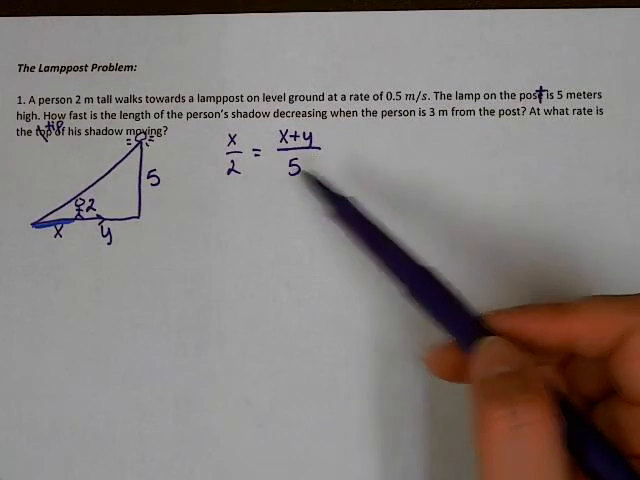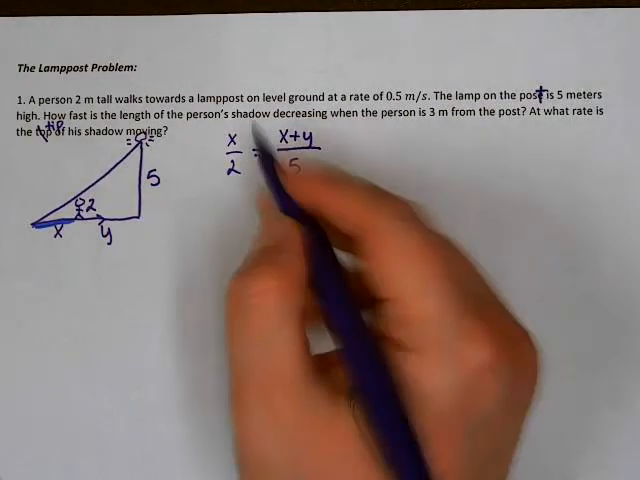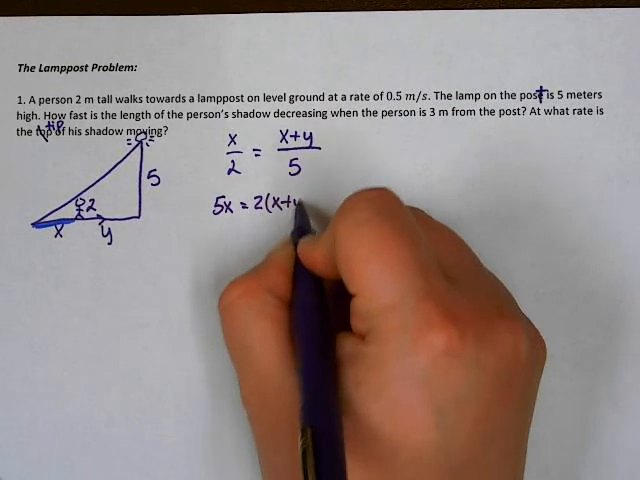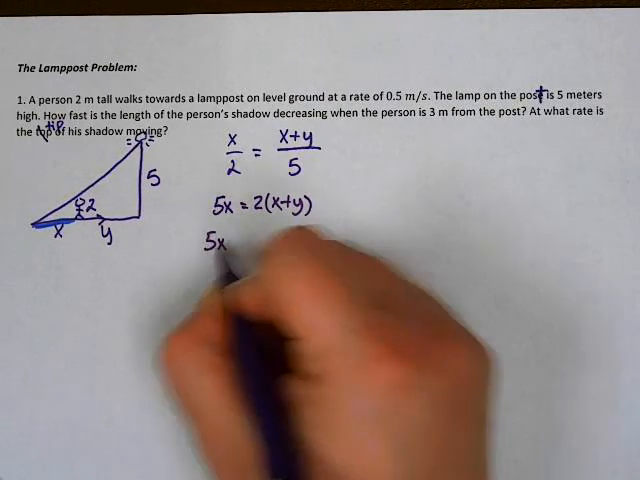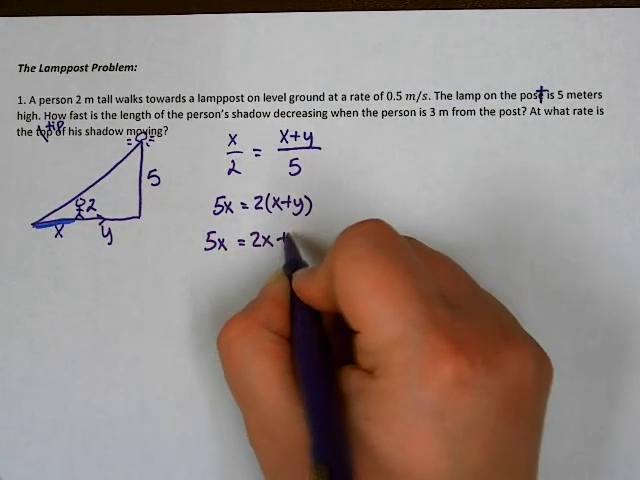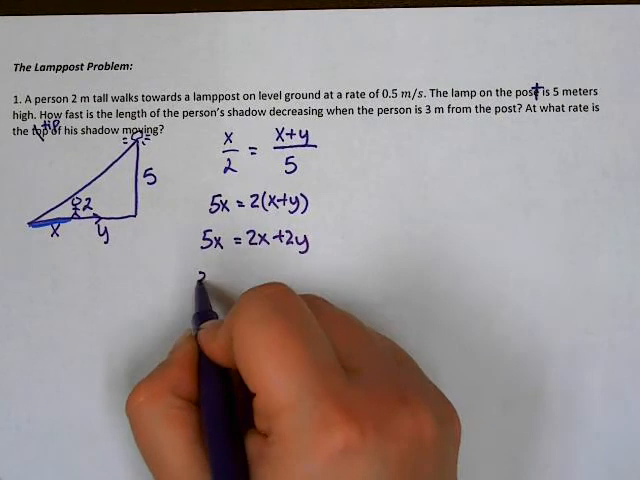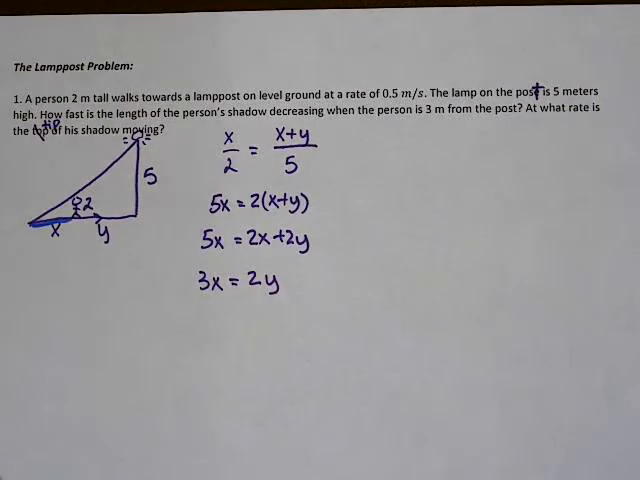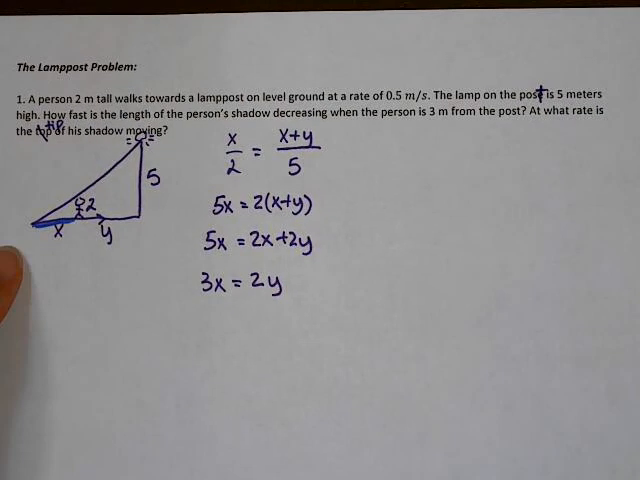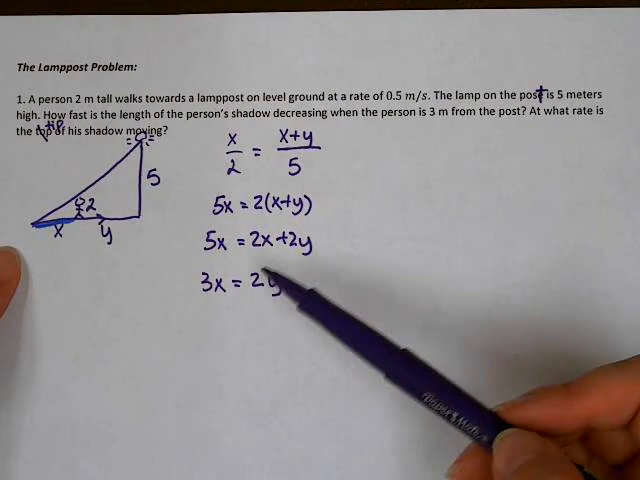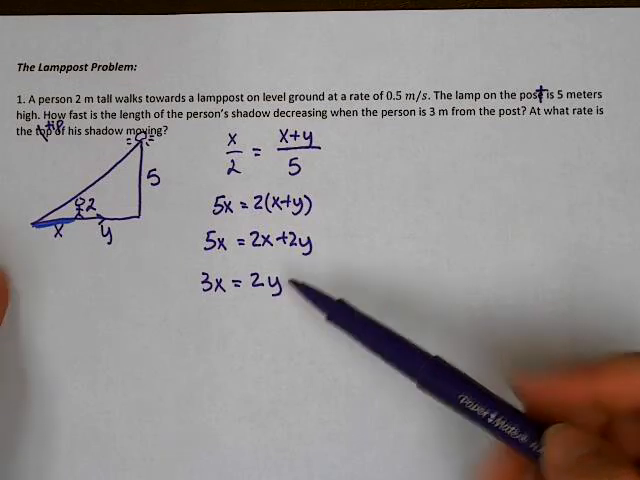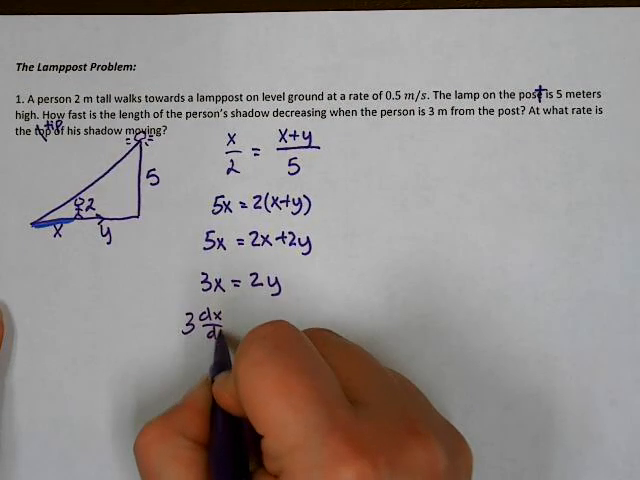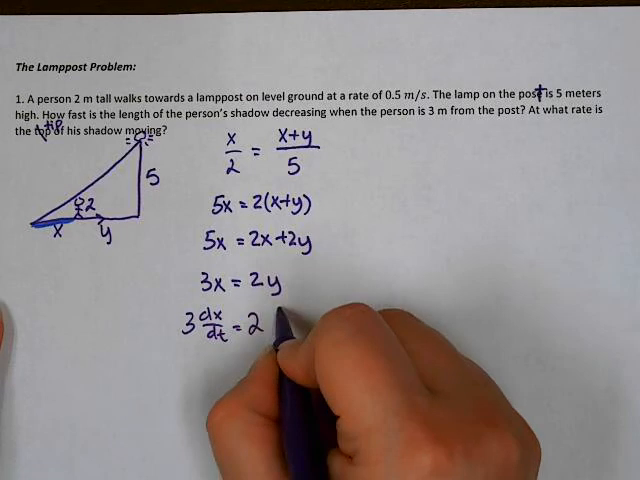Before I take this derivative though, I want to simplify. So I'm going to cross multiply, and I get 5x is equal to 2 times x plus y, which really means 5x is equal to 2x plus 2y, and I get 3x is equal to 2y. So now I've got my picture, I've got my equation that relates x and y, and I'm going to go ahead and take the derivative. So 3 dx/dt is equal to 2 dy/dt.